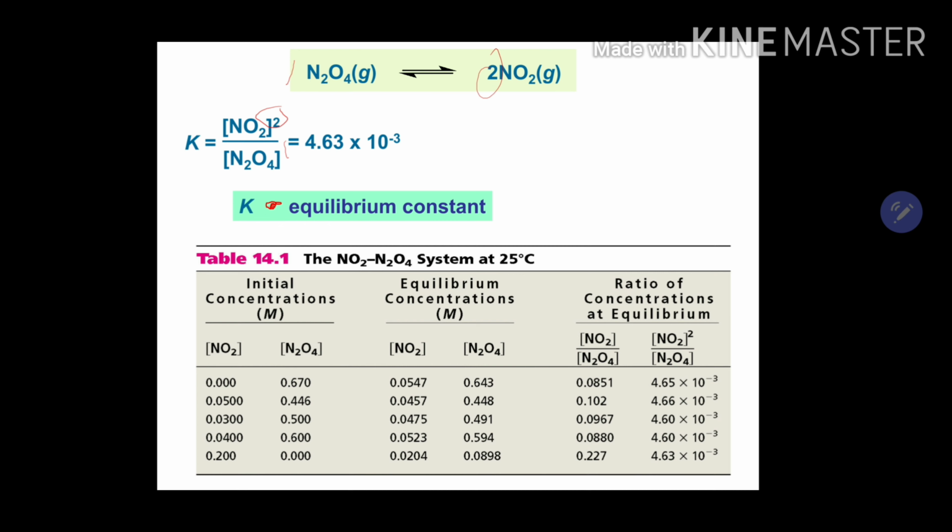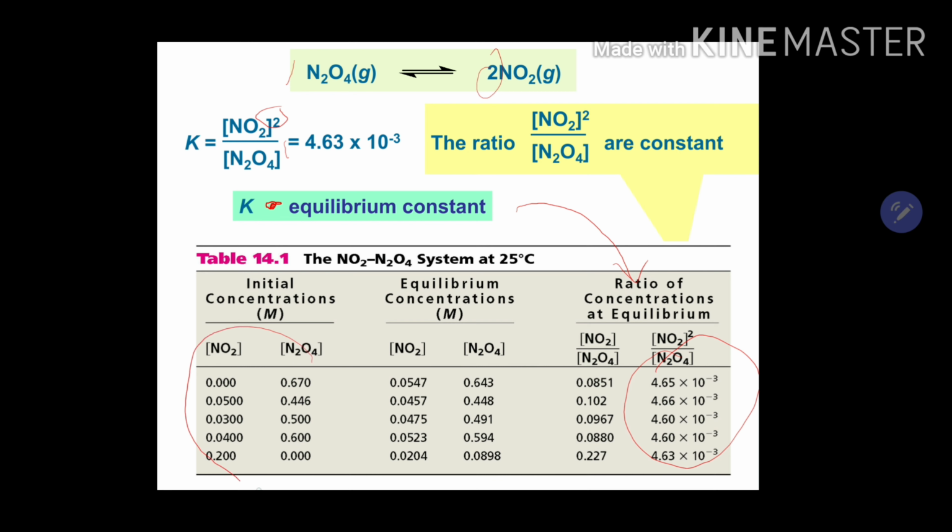So now we have table 14.1. This table shows the experimental data for the decomposition of N2O4 into NO2. So the ratio of concentrations at equilibrium has a constant value regardless of the initial concentration of reactant and product.